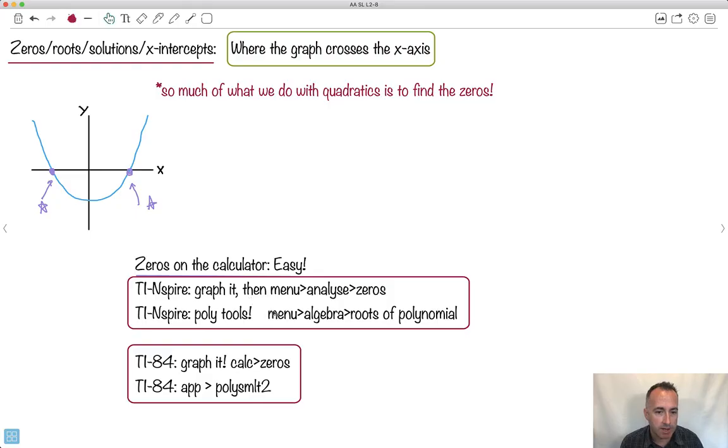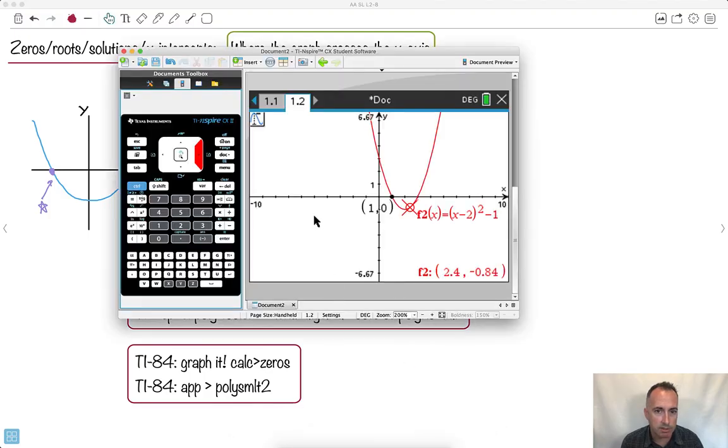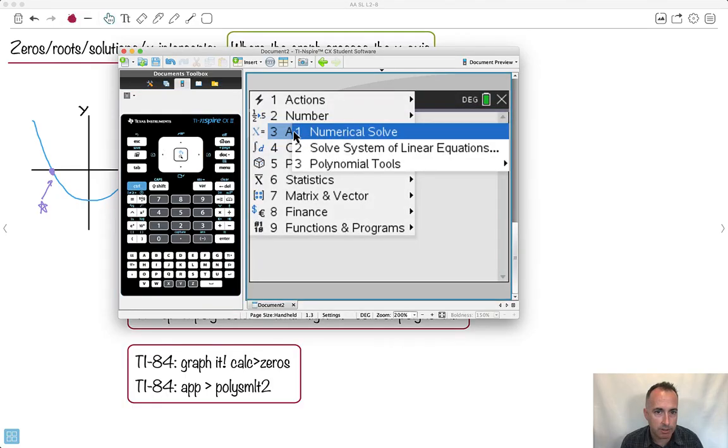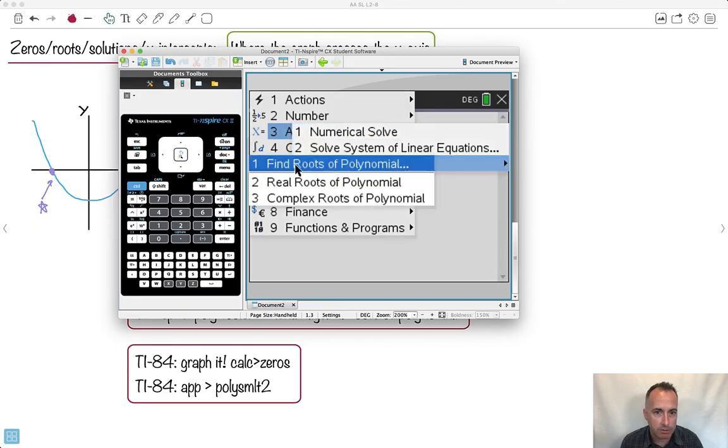Now, you could have done it by hand as well. We have this, sorry, not by hand. You can do it on a calculator with a TI Inspire. We have this polynomial tools. That's if we go to menu and algebra and do roots of a polynomial. So we could also do it that way. Watch, I'll show you here. So I could do a new calculator page. And I could press menu, go to algebra, and I could do polynomial tools, find the roots.